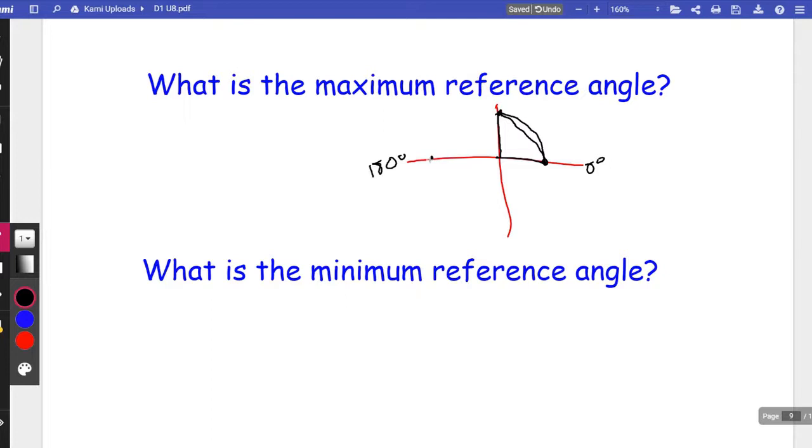And it would be 1 degree closer, so 89 degrees. If we were a little bit on this side, it would have to be less than 90 degrees and would be closer to the 0. So the maximum reference angle you can have, the farthest away from an x-axis you can get, is 90 degrees away.